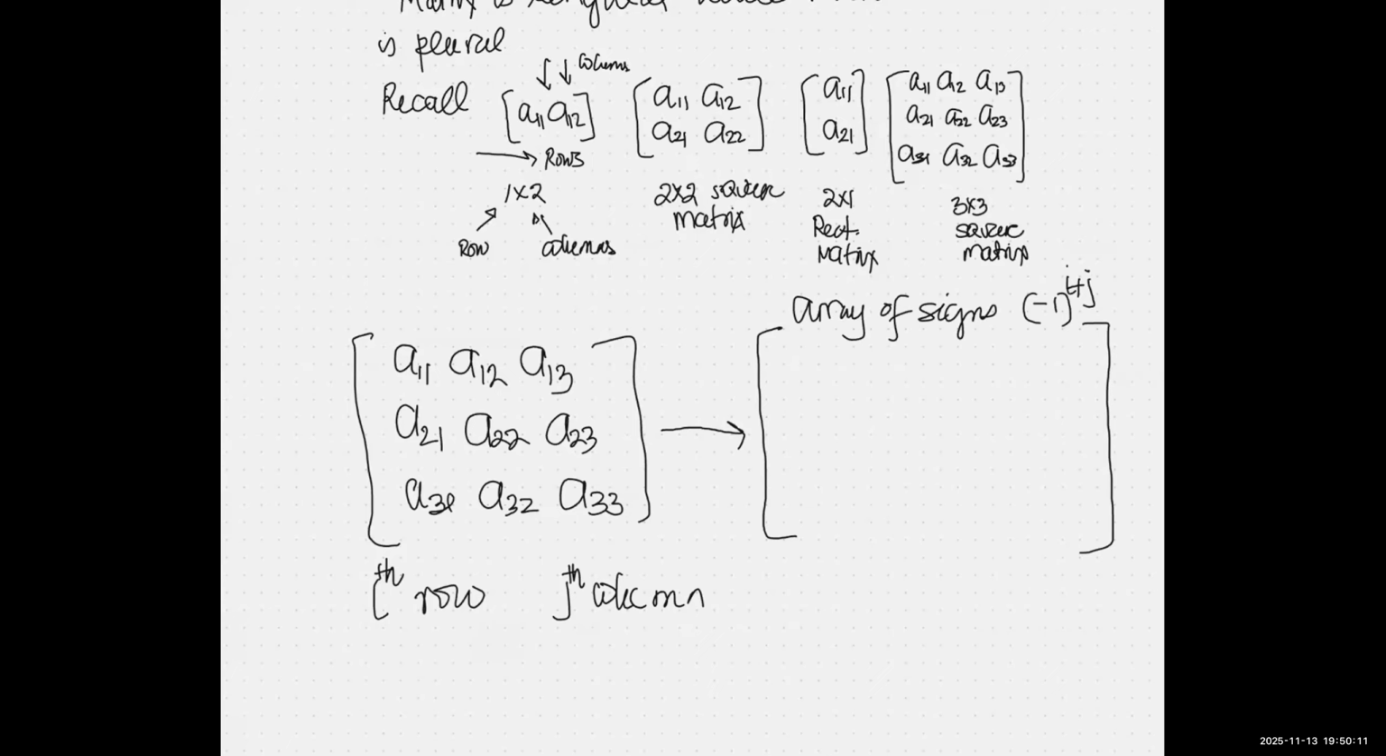It's going to be the ith row plus the jth column. It means we're going to add the row and the column together, because the ith is a row and the jth is a column. All right, good. So with the A11, -1 is going to be raised to what power? When you add those, we get 1 plus 1, 2.